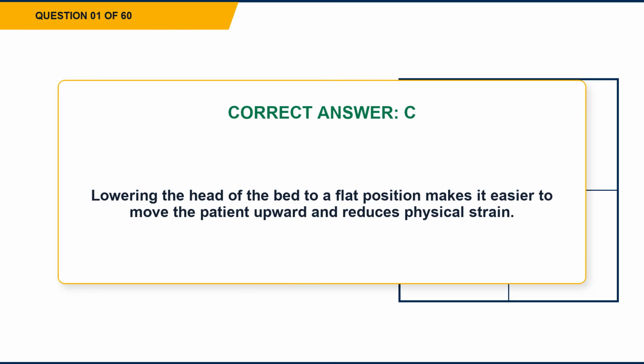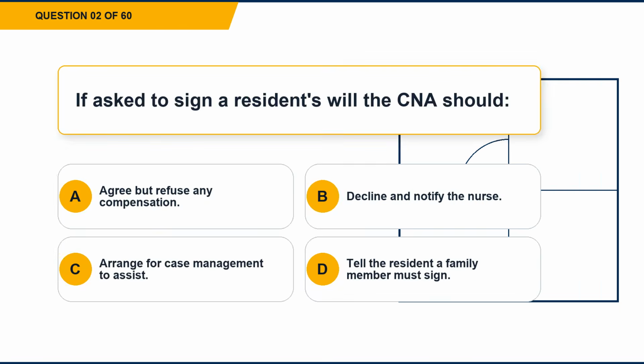Explanation. Lowering the head of the bed to a flat position makes it easier to move the patient upward and reduces physical strain. Question 2. If asked to sign a residence, will the CNA should? Option A. Agree but refuse any compensation. Option B. Decline and notify the nurse. Option C. Arrange for case management to assist. Option D. Tell the resident a family member must sign.